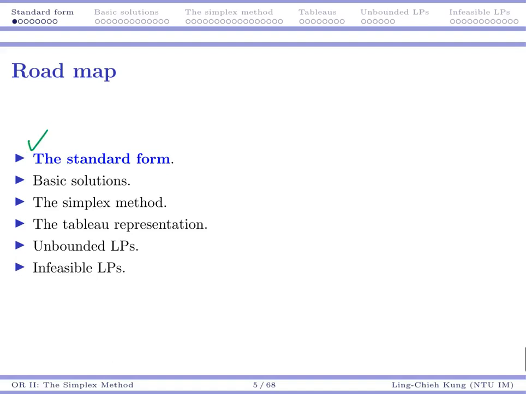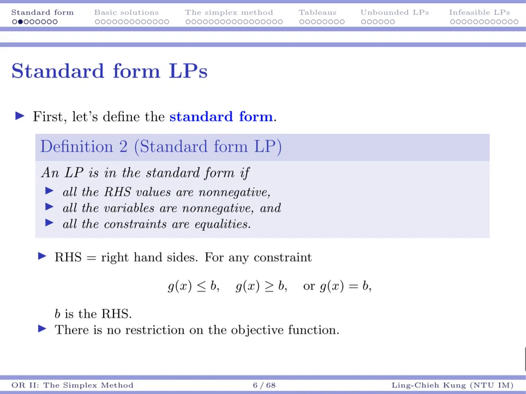Okay, so let's start our introduction, and we will start from our standard form. We want to define one kind of linear program, and we will call it the standard form. The standard form linear program is a special type of linear program. If we say it is a standard form, then the following things must be true.